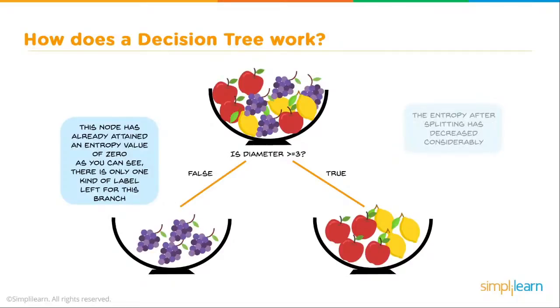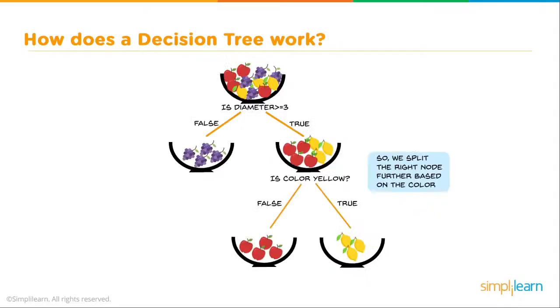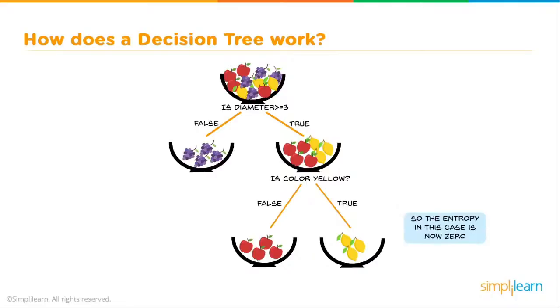This node has already attained an entropy value of 0, as you can see. There's only one kind of label left for this branch. So no further splitting is required for this node. However, this node on the right still requires a split to decrease the entropy further. So we split the right node further based on color. If I split it on color, that pretty much cuts it right down the middle, and it's the only thing we have left in our choices of color and diameter too. And if the color is yellow, it's going to go to the right bowl, and if it's false, it's going to go to the left bowl. So the entropy in this case is now 0.